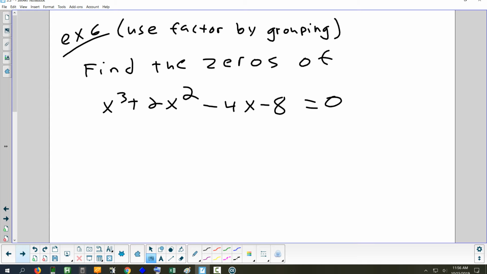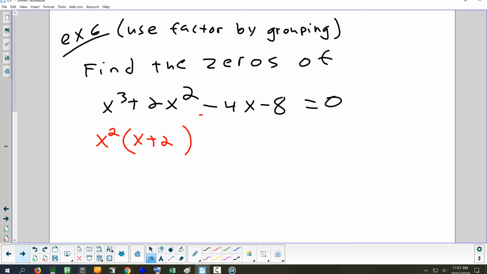So who can tell me what these first two terms have in common? You can factor out more than 1x. You can factor out x squared. If you factor x squared out, what are you left with in the parentheses? x plus 2. Right. Now the goal is to get x plus 2 again over here. That's how factor by grouping works.